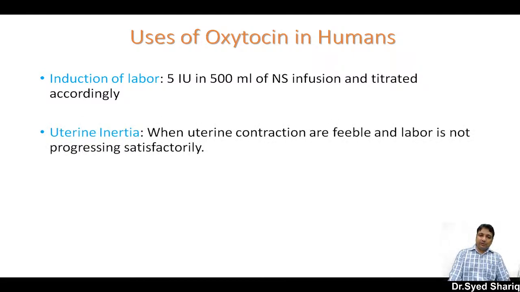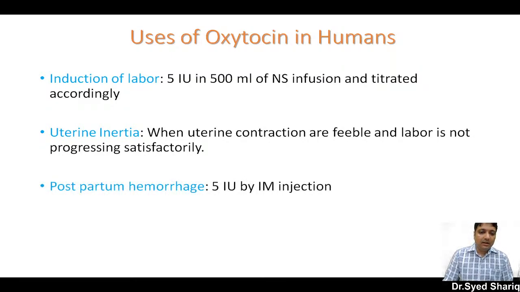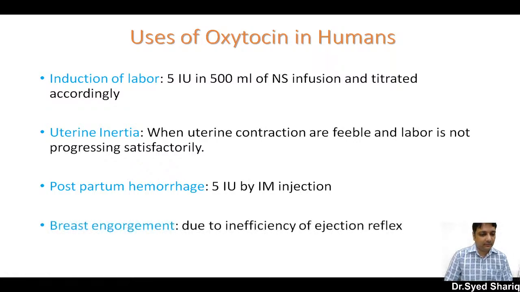In case of uterine inertia, that means the labor is not progressing satisfactorily. The contractions are there, but the contractions are very weak. In that case also you can give oxytocin. Postpartum hemorrhage, it can be given by an IM injection. See, in all the other cases, in labor and in uterine inertia, you are giving it as an IV infusion. In postpartum patients, it can be given as IM injection. And I will tell you why it's not a very good choice for an IM injection for postpartum hemorrhage.